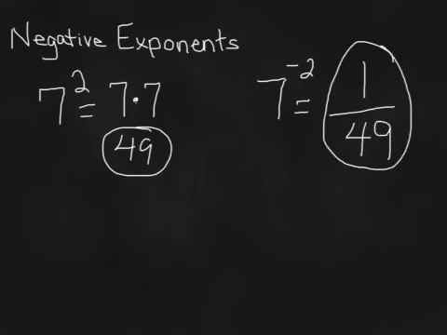Remember, the inverse is whatever it is that I can multiply times its regular, so to speak, number that will make it equal 1. So in order to take the inverse of 7 squared, I would need to write it as a fraction under 1.